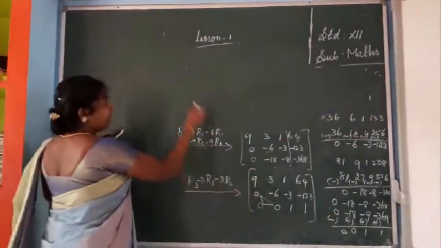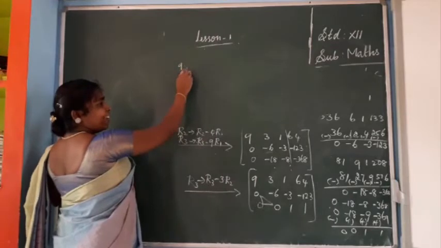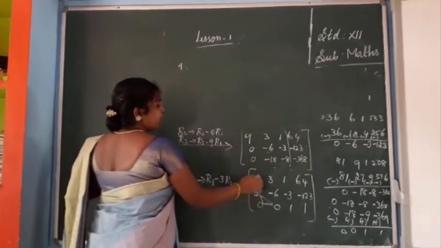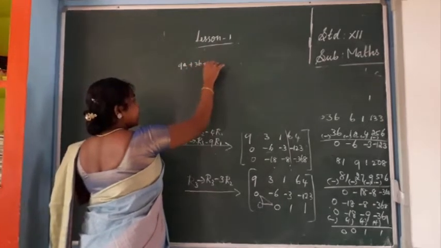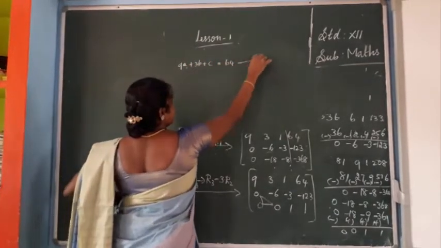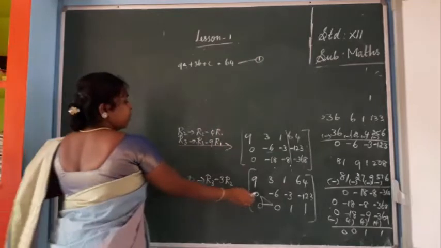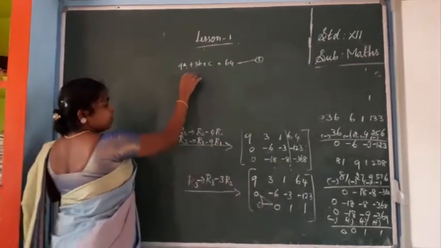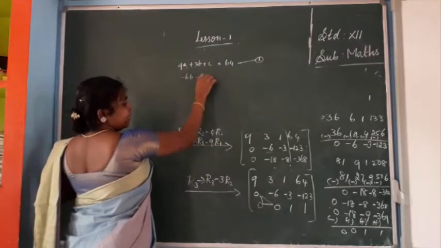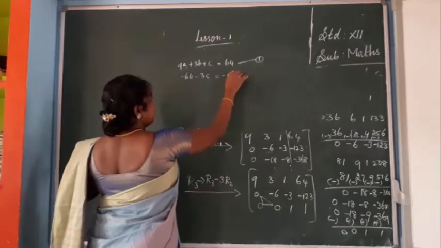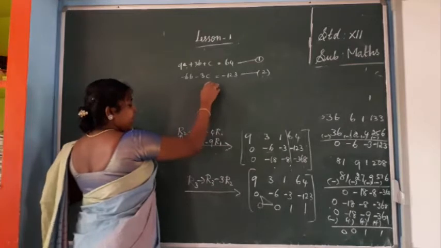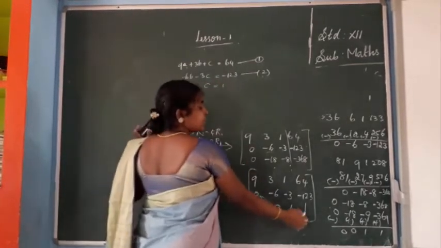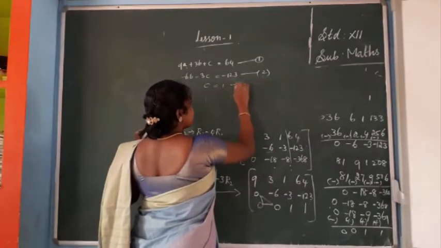Now you form the equations. The variables are a, b, c. So you have to write 9a plus 3b plus c equal to 64. This is equation 1. Next, minus 6b minus 3c equal to minus 123. This is equation 2. Next one is c equal to 1, so this is equation 3.